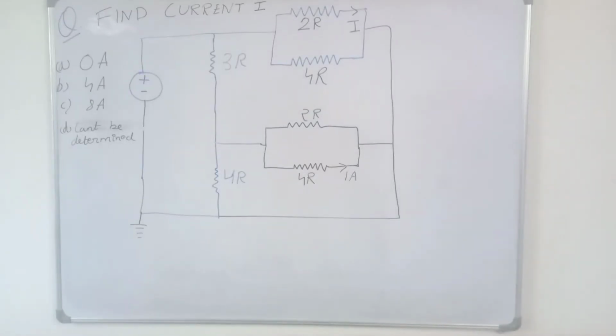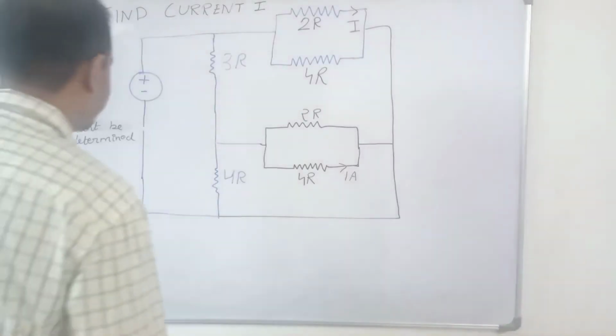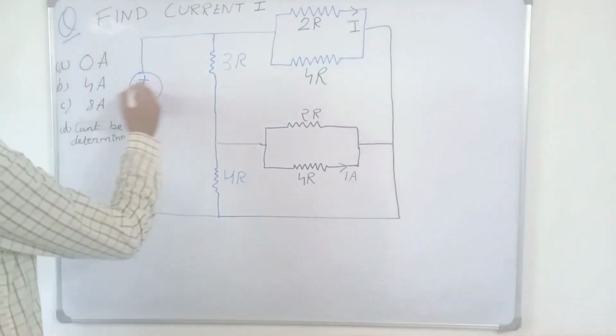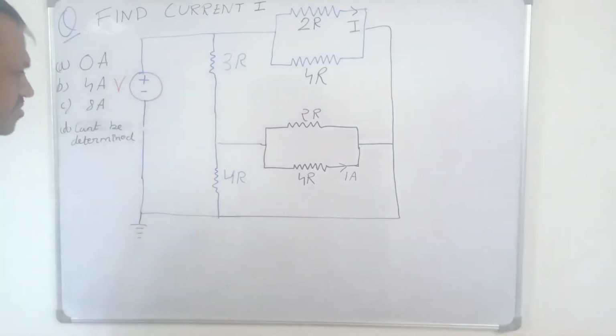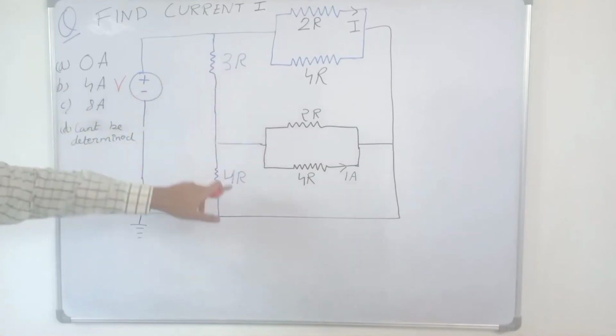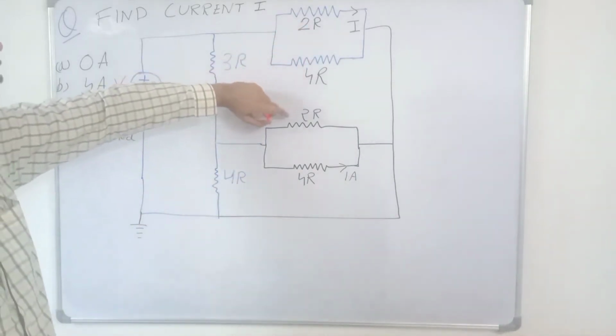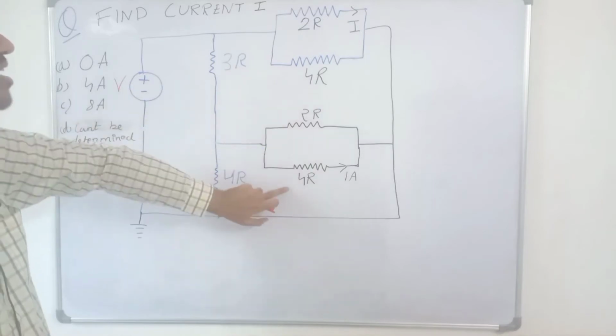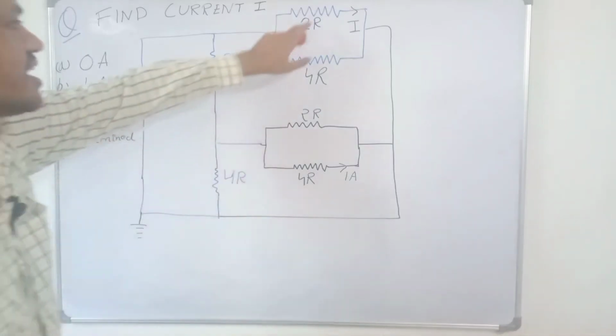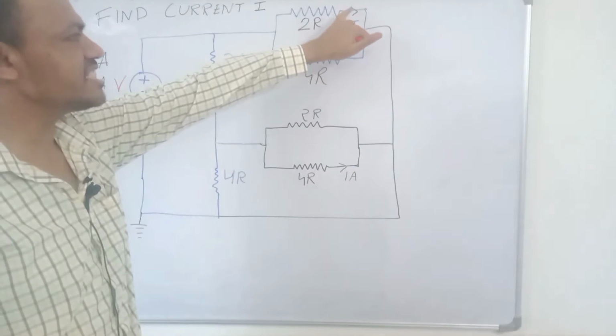So this is a very good question on network theory. This voltage is V, this resistance is 3R, this resistance is 4R, this resistance is 2R, this resistance is 4R, this resistance is 2R, this resistance is 4R. The current through this 2R resistance is I.